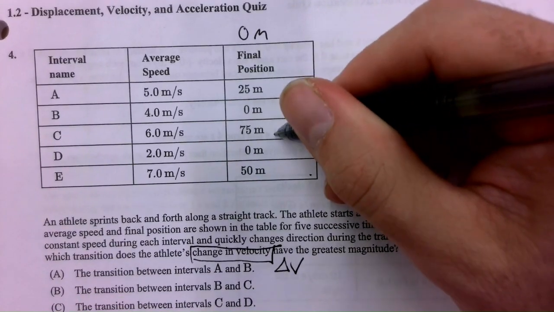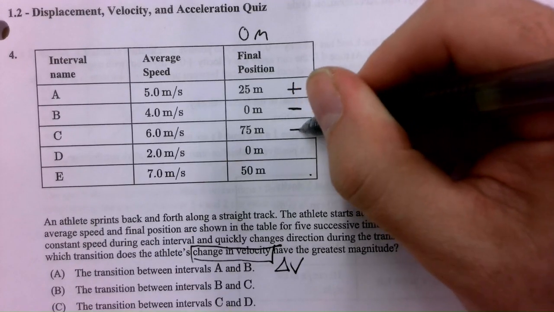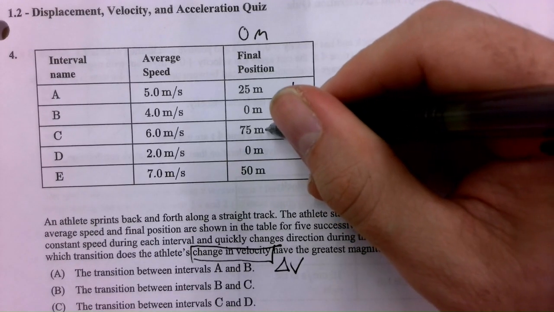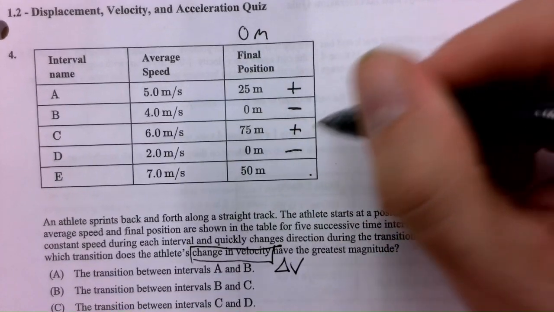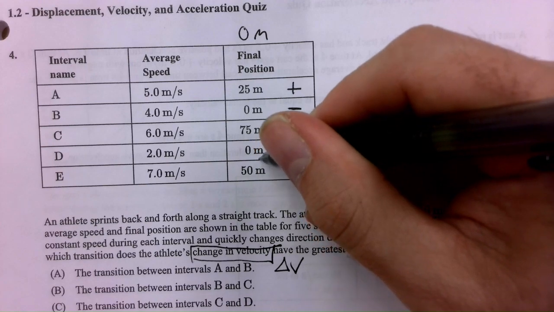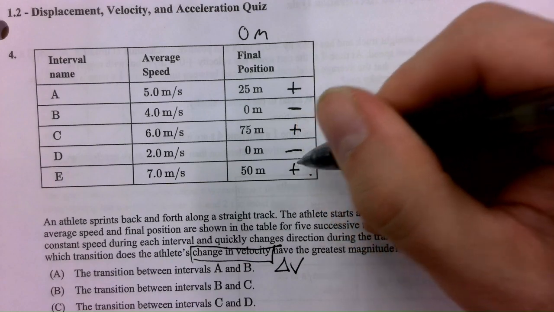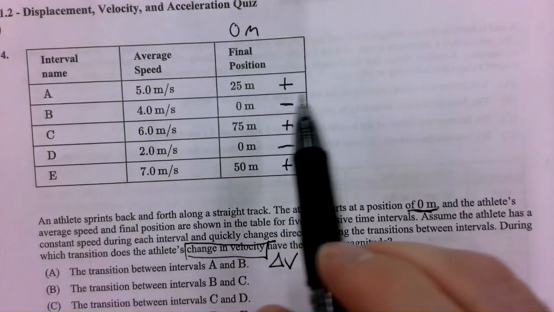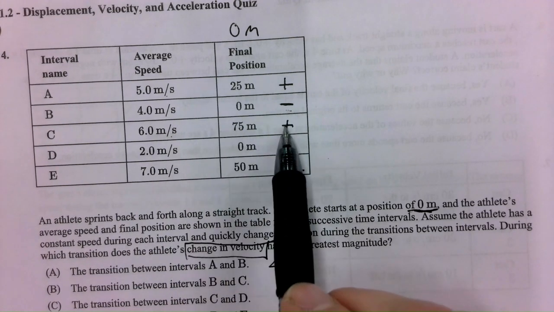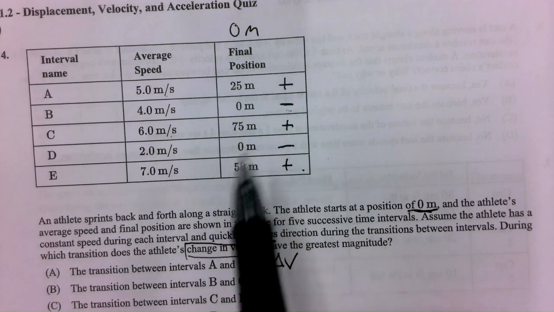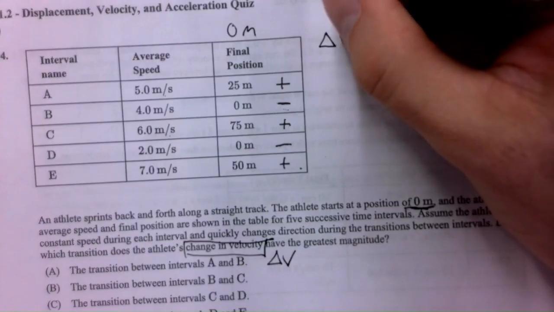The athlete then goes from 0 to 75, so that means that they are going in the positive direction. Now they're going forward. Then the athlete goes from 75 to 0, so they've gone backwards, negative direction. And then for this last interval, they've gone from 0 to 50, so they're going in the positive direction again. So now we have our velocities. So this has a velocity of plus 5, velocity of minus 4, velocity of plus 6, minus 2, and minus 7. And now we can do our change in velocity calculation for each interval.